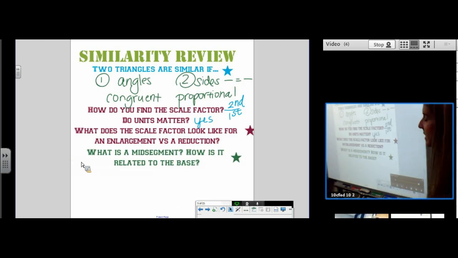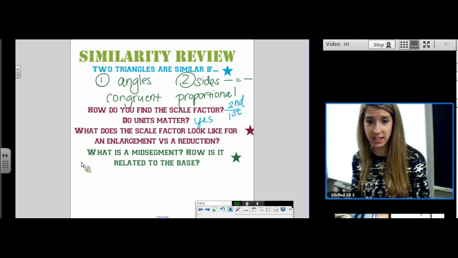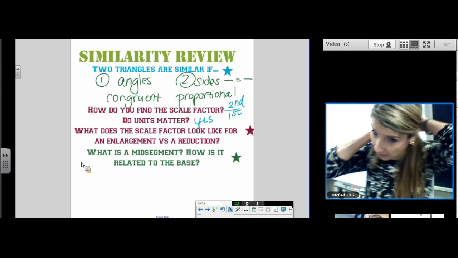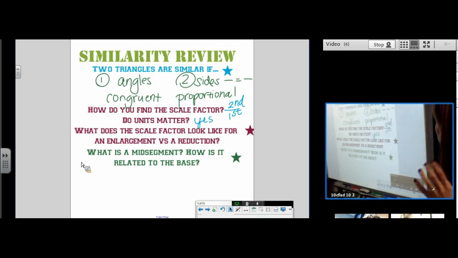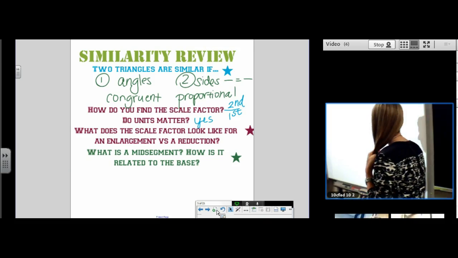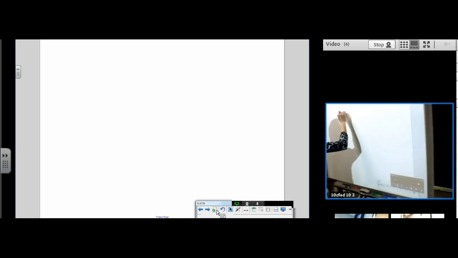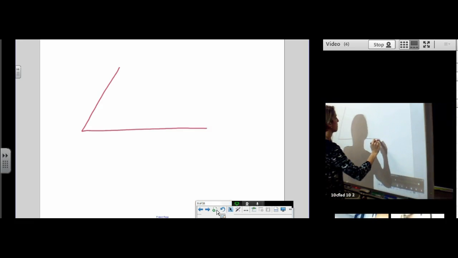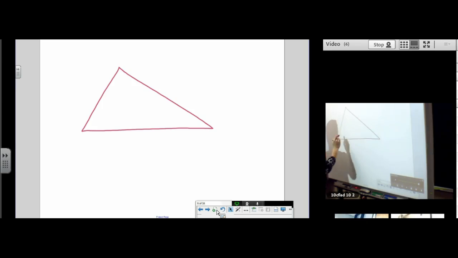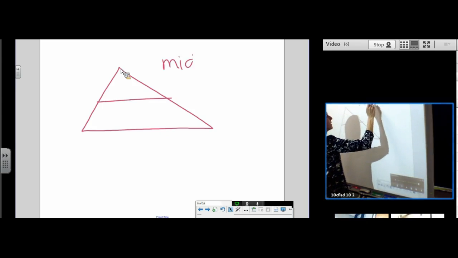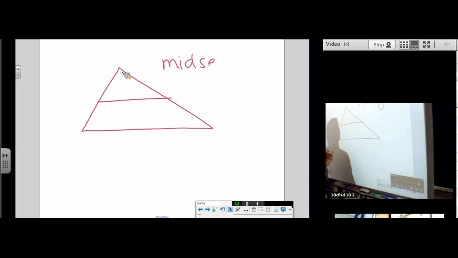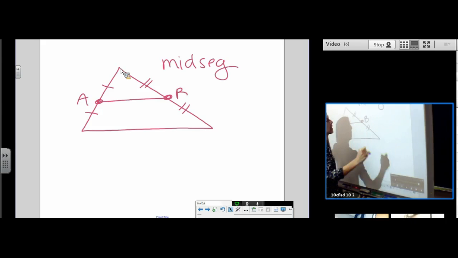What is a midsegment? This was the last thing we learned in similarity, well, that we're going to review at least. What is a midsegment, and how does it relate to the base? So for this to be a midsegment, this would have to be a midpoint, and this would have to be a midpoint. This, AB, is now a midsegment.